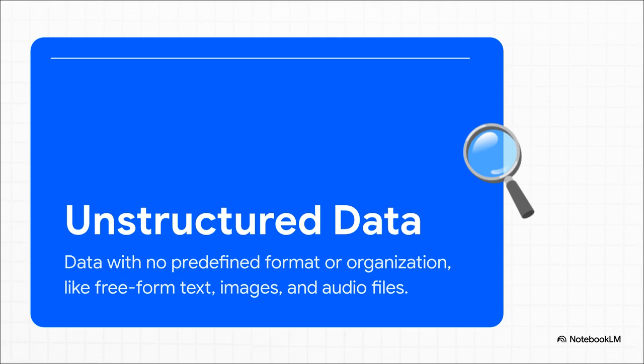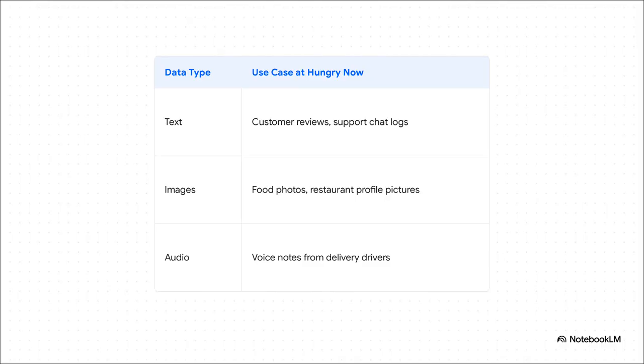You can't just run a SQL query on a photograph or a voice note from a customer, right? It requires a completely different toolbox. And this kind of data is absolutely everywhere in the Hungry Now app. Customer reviews, they have the raw emotion, the why behind a simple star rating. Food photos literally drive sales. And those voice notes from delivery drivers, they might contain the real reason a delivery was late. It's all incredibly valuable, but it's completely raw.